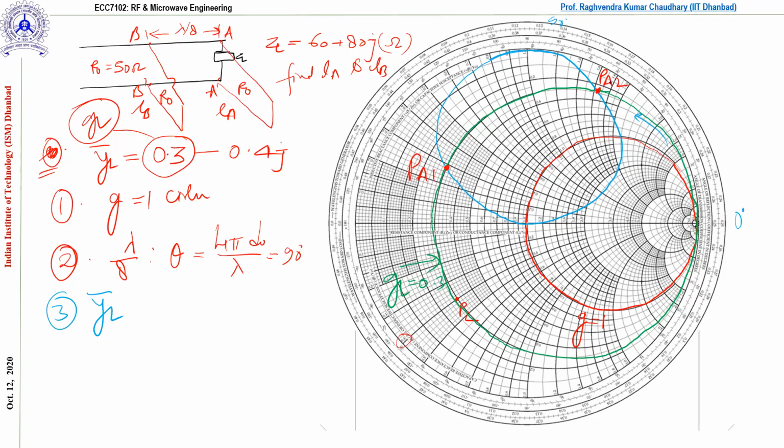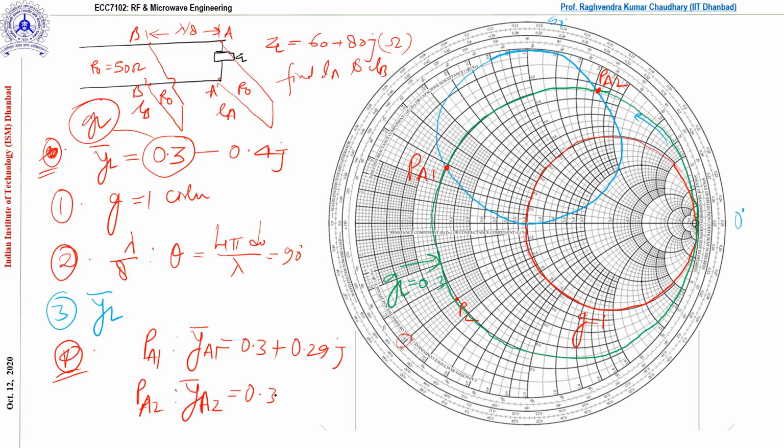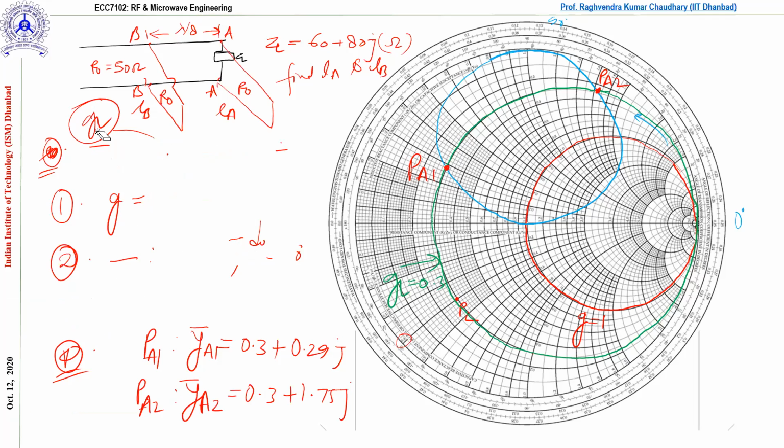We have 2 points, correct? Step number 4, we need to read PA1. PA1 corresponding YA1 will be 0.3 plus 0.29j. Please try on the Smith chart. And PA2, if you read it out, YA bar 2 is equal to 0.3 plus 1.75j. Okay, so now you have the 2 points. Now, what is next actually? I'm going to remove this thing, so I'll do all the things over here only.